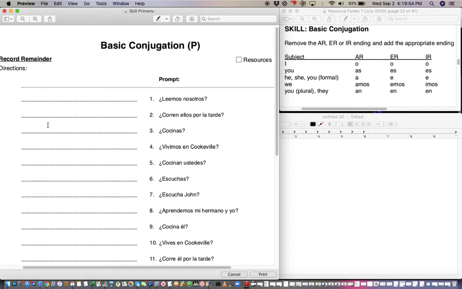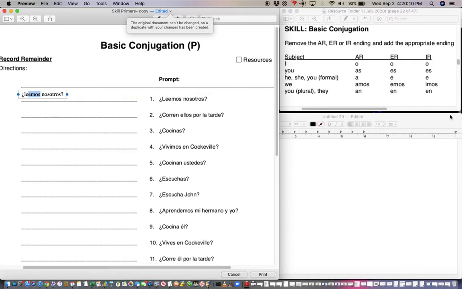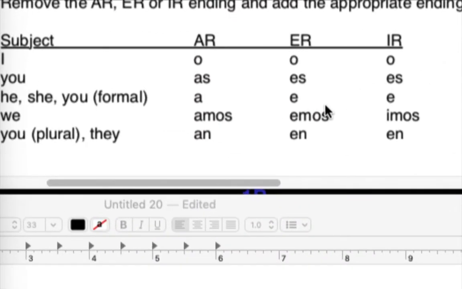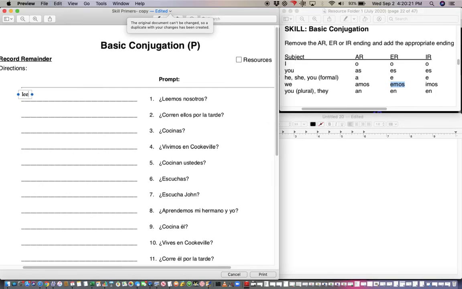All right, so leemos nosotros. Now, that EMOS, that should look familiar. It's over here. EMOS, right there. This is an ER verb. So it's saying, leer means to read. So this is the we form of it.